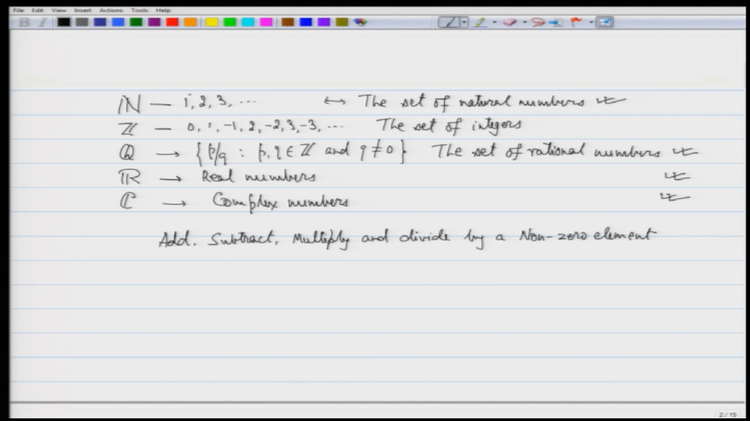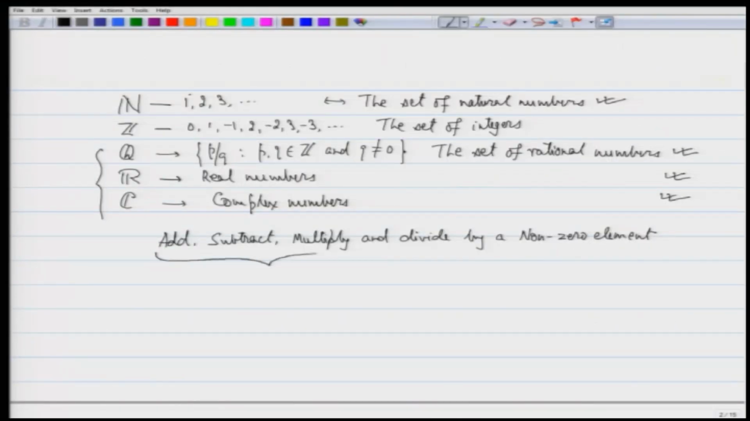Fine. So, these three sets, which have the property that we can add, subtract, multiply and divide by a non-zero element, are called fields. So, in mathematics, anywhere these things happen, we call it a field, and we will write it generally as F here. If you see all the notations, integers, natural numbers, rationals, real, complex, F, everything has an extra vertical line to indicate that they are sets, and we will be following that notation throughout.